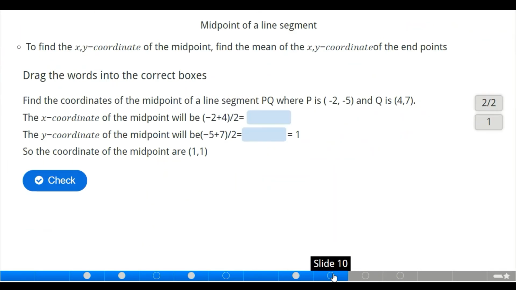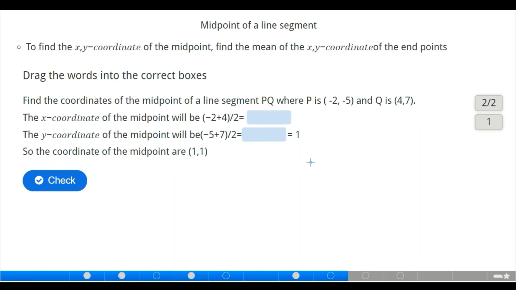Now we are looking at the midpoint of a line segment. To find the x and y coordinates of the midpoint, find the mean of the x and y coordinates of the endpoints. If we need a middle point, that's just the meaning of midpoint, you have to find the mean of the given coordinates. If you have x1, y1, x2, y2, you find their mean.